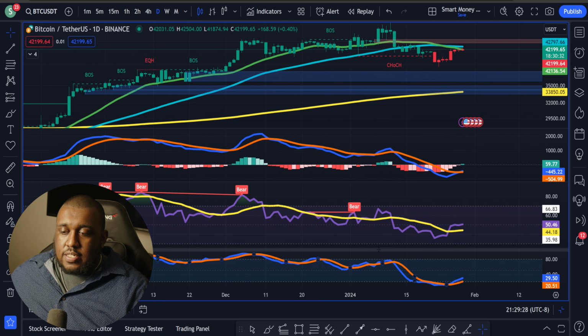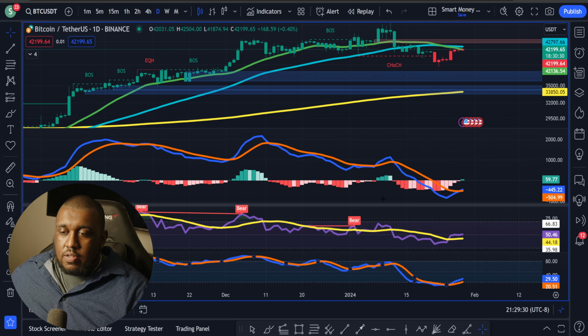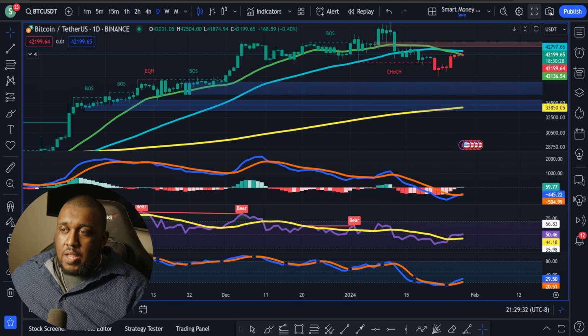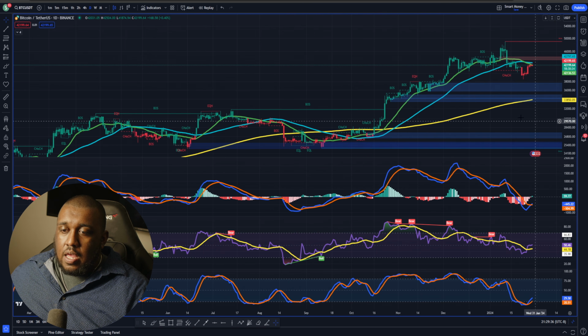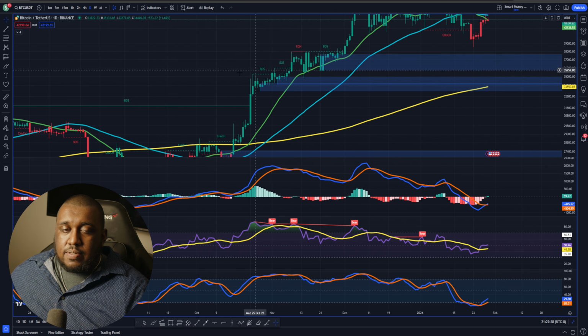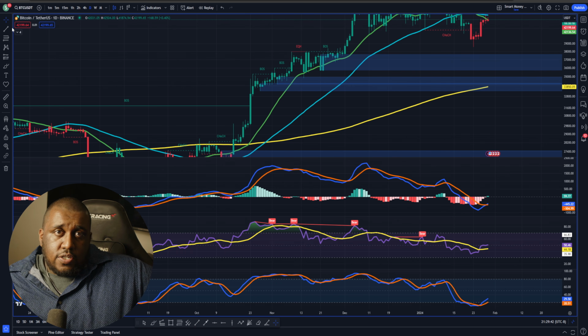I'm going to squeeze this down a little bit, squeeze this down a little bit, and squeeze this down a little bit. I'm now going to back up and go back to 100%. And what I'm going to be using is a simple vertical line tool to show you where each of these signals, change of character, break of structure, RSI, MACD, stochastic, where all of these said green or all of these said red, and what happened following those signals being given to you.